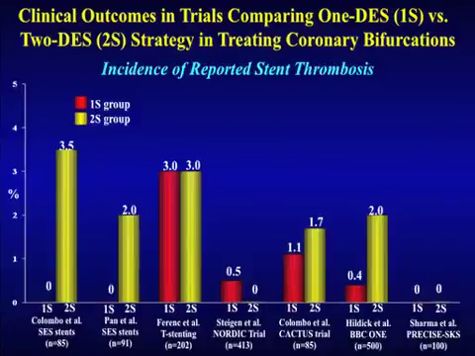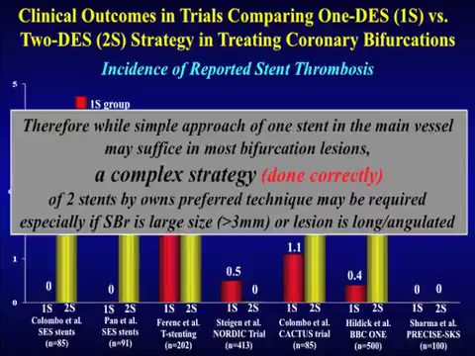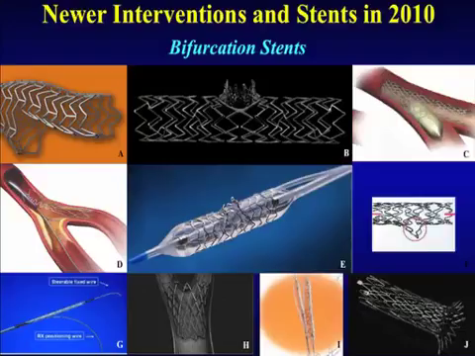Basically my statement is that the 2 stent strategy has not been shown to be beneficial, but if done correctly, it may be beneficial in special settings, particularly when there is an angulated lesion or a long lesion of the side branch. And of course, the dedicated bifurcation stent is still far away before it can come for regular clinical use.